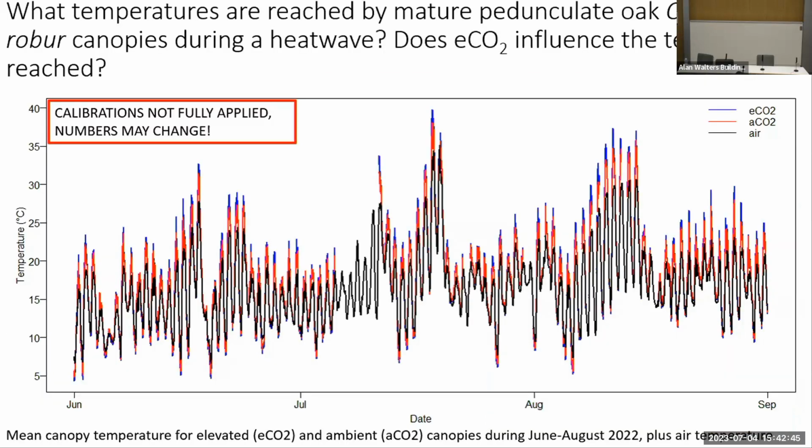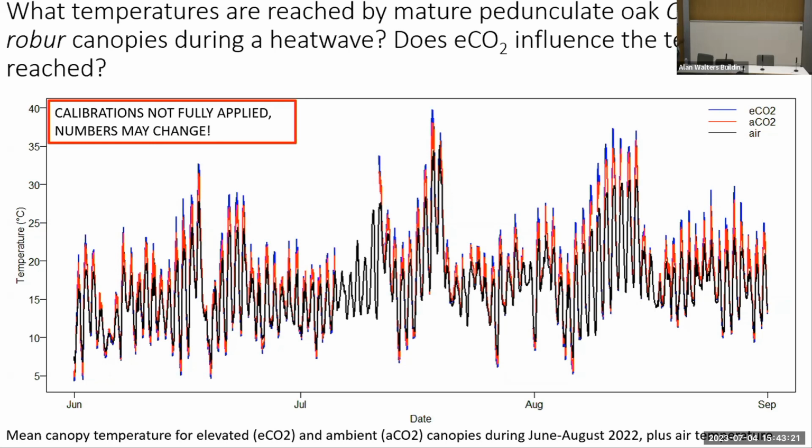So with the canopy temperature monitoring, we have data from June 2022 to the end of August. The canopy temperature throughout the season is mostly higher than the air temperature across that period of study.